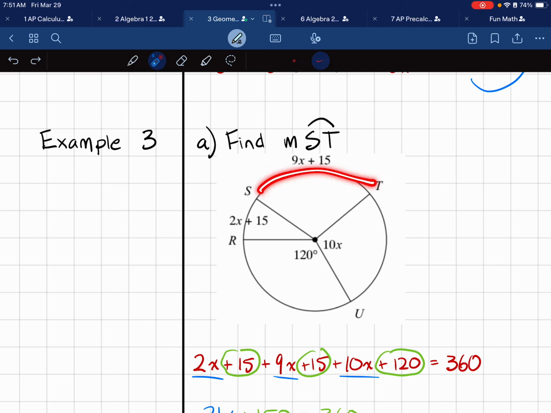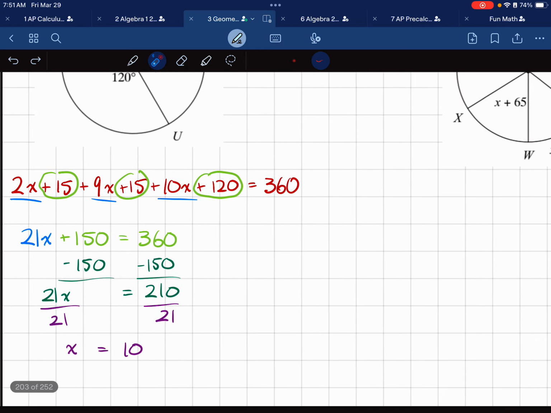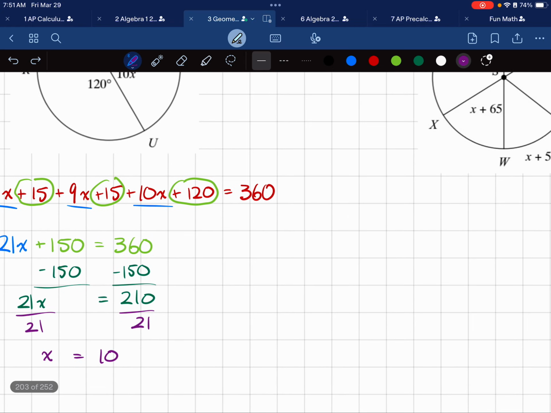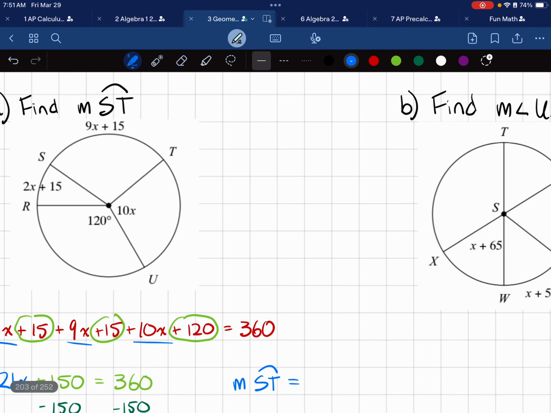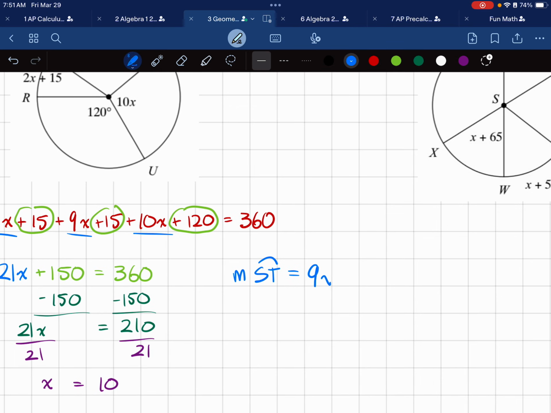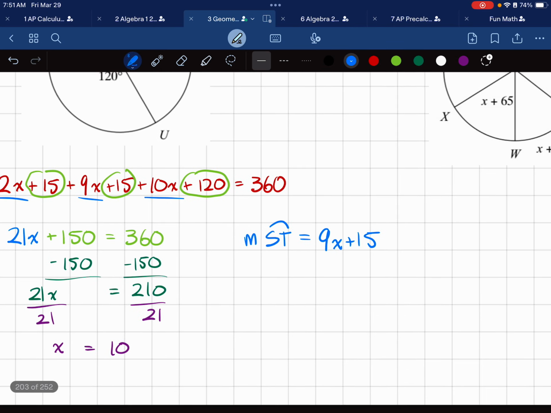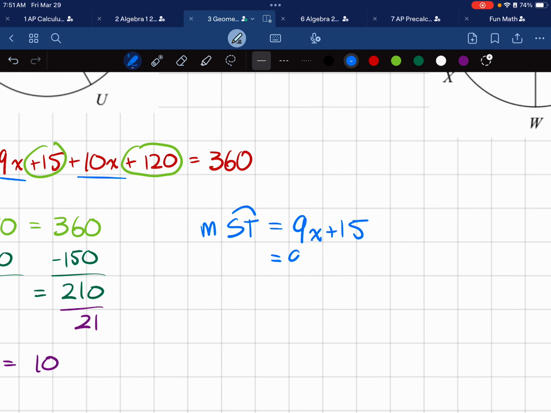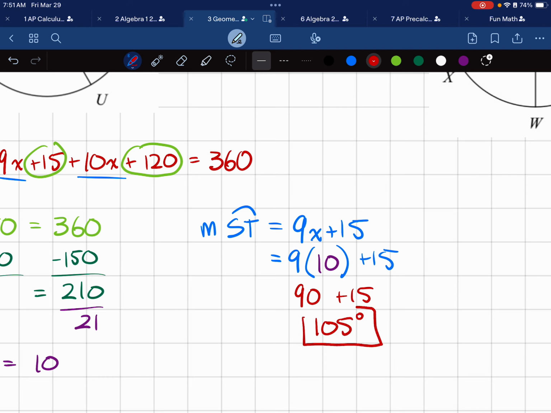So I'm going to say, okay, ST was 9x plus 15. I'm showing my work very clearly here, right? I'm saying that the measure of arc ST was equal to 9x plus 15, and then into x, I know it's going to be a 10, so this is really equal to 9 times 10 plus 15. 10 was in purple, so I'll put that in purple. And then 9 times 10 is 90 plus 15, which is 105. It's a final answer now. It's in degrees.